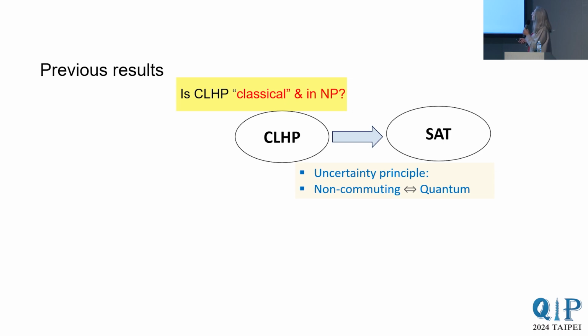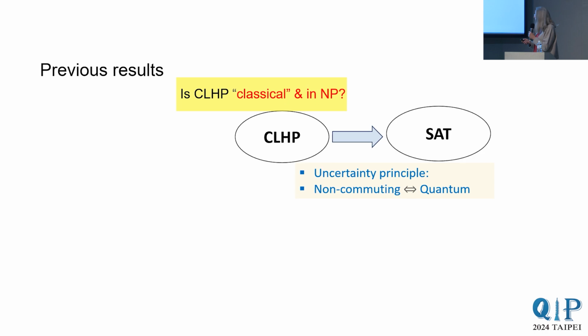And there are reasons to believe that the commuting local Hamiltonian problem has a classical nature to it. For one thing, this intuition stems in part from the uncertainty principle, which says that it's the non-commuting nature of observables that makes quantum mechanics different from the classical world. Also, if you have a commuting Hamiltonian, then all of those terms can be simultaneously diagonalized in a single basis. So every eigenstate of the entire system can be labeled with a vector that indicates its eigenvalue for each individual term. And this classical description suggests that there might be some classical structure to these states.